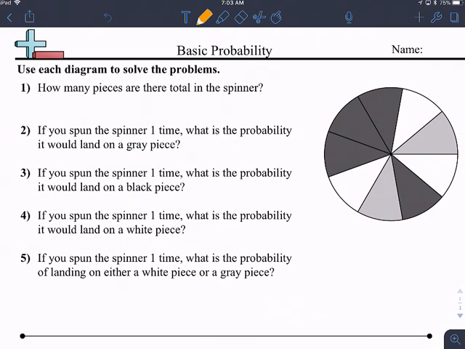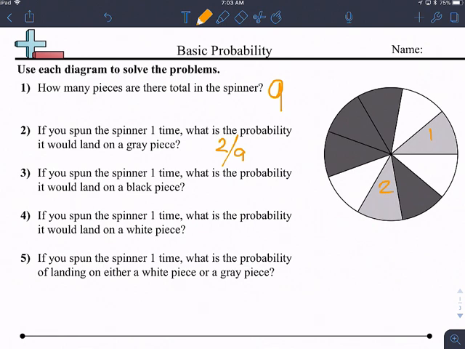So we have 1, 2, 3, 4, 5, 6, 7, 8, 9 pieces total in the spinner. If you spun the spinner one time, what is the probability that you would land on a gray piece? So, looking at my spinner here, I have 2 spinners that are gray pieces. In this case, they're using the dark gray as black. So, we have 2 out of 9 because there's 2 gray pieces, 9 total.